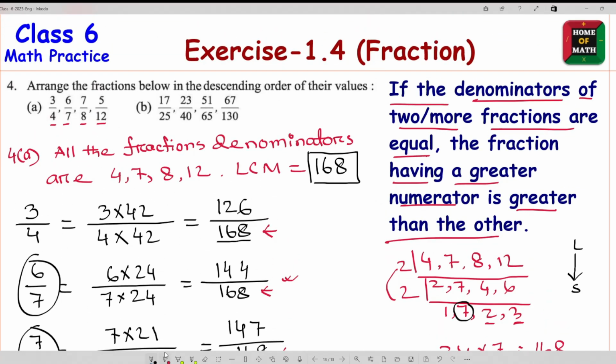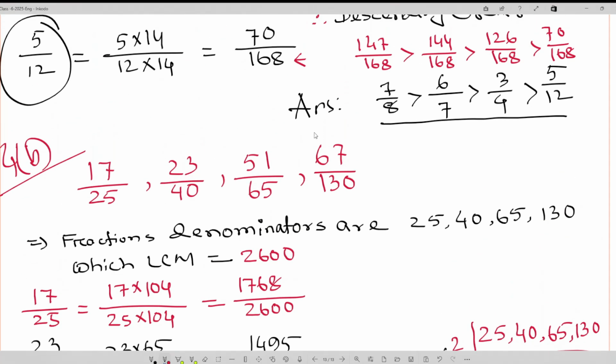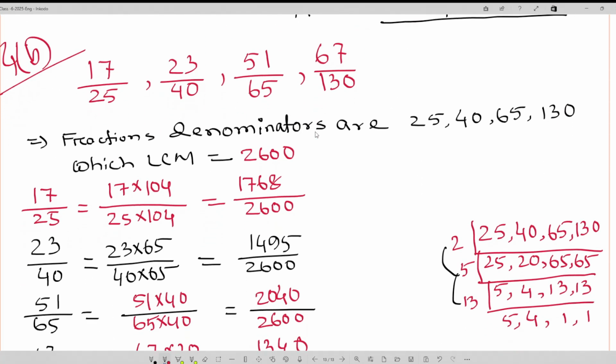And today's video last part, which is number B. Look, I already tried to solve this one by myself. Now we will try to understand. Look, here I mentioned the fractions' denominators, which are 25, 40, 65 and 30. And now the LCM of all the denominators is 2600, and this is our common denominator.